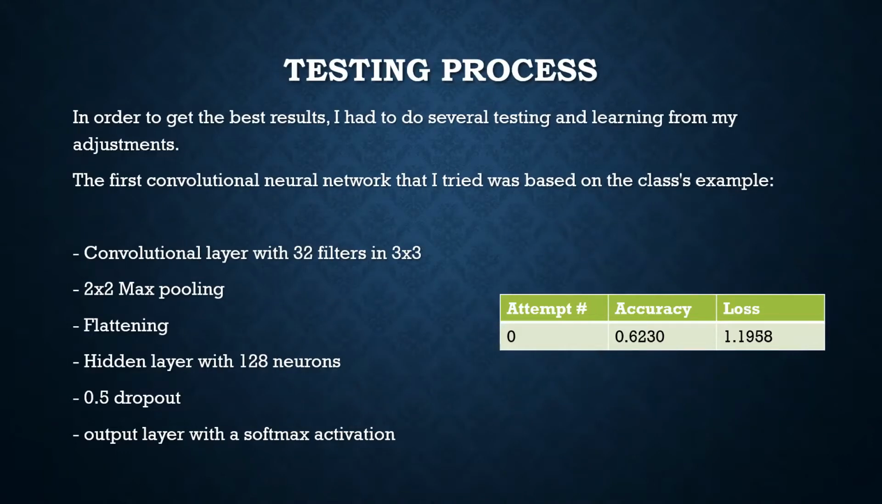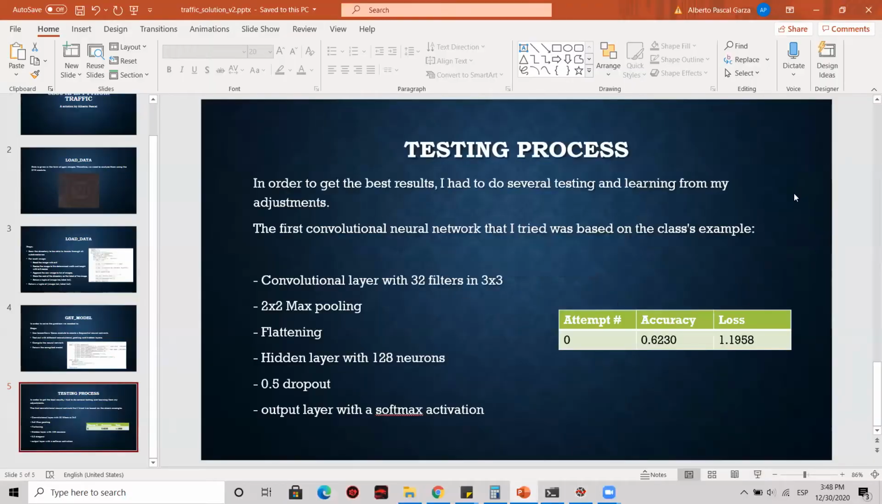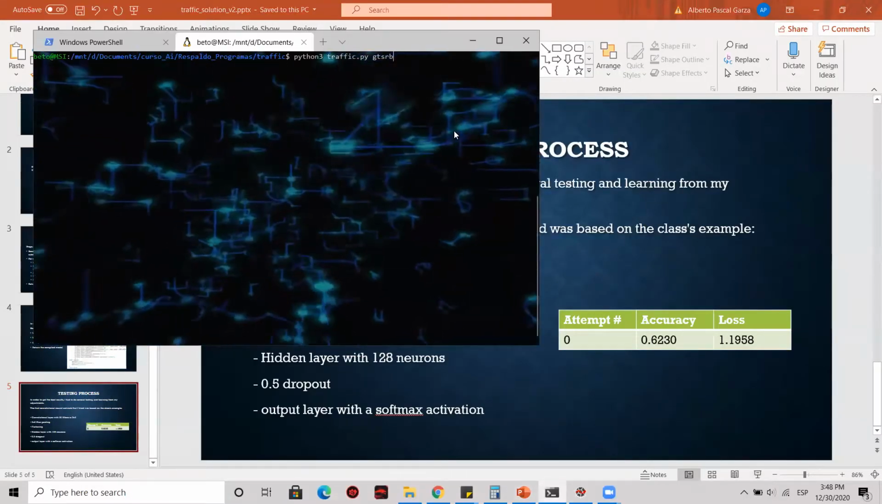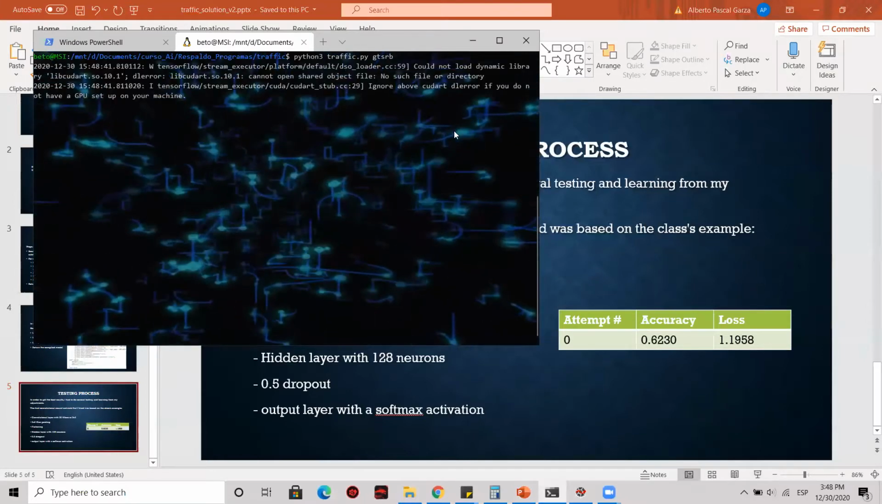I started by having a neural network based on the glasses example, having one convolutional layer of 32 filters, 2 times 2 max pooling, flattening, 128 neurons in a hidden layer, 50% dropout chance, and the output layer with softmax activation, which led to a 62% accuracy. And from then, I started making some changes to see how it could improve. So here it is. Let's run my code.